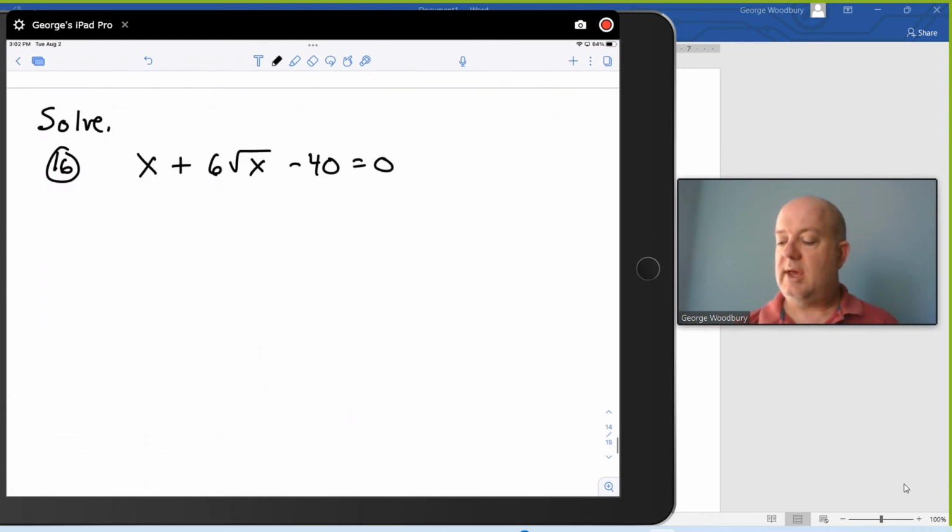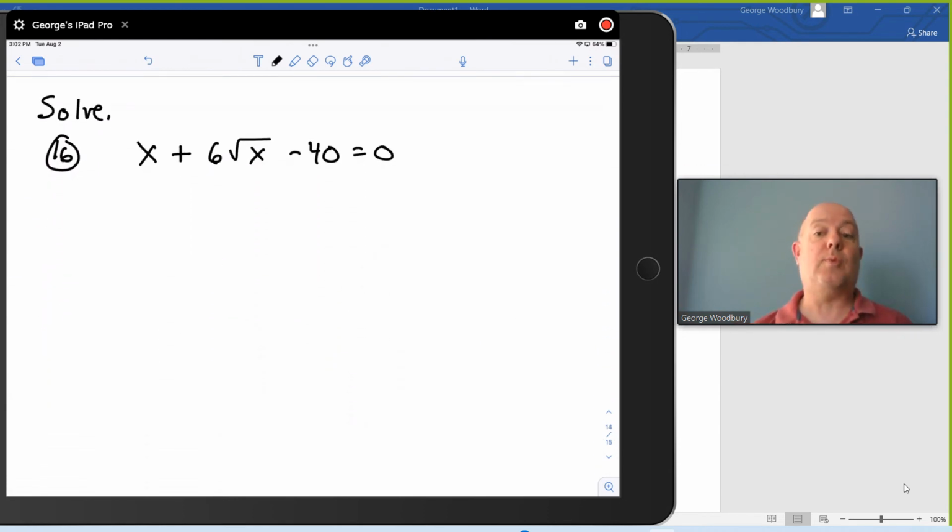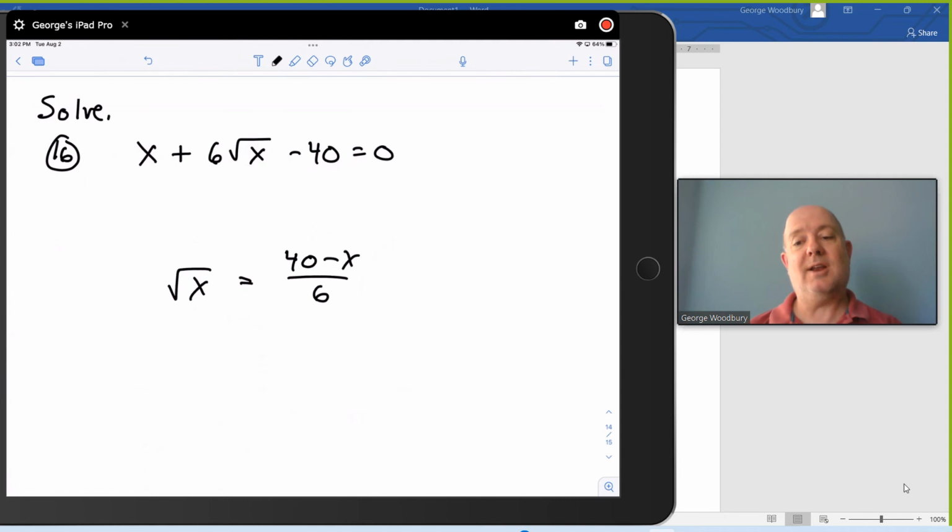One last one, and this is similar to a radical equation that we solved before, but when it's in this form where you have x, square root of x, and a constant term, it's going to be easier to solve using a u-substitution. Let me show you why really quickly. If we isolated the radical, what we would have is the square root of x equals 40 minus x over 6. And then we would have to square both sides, and that right-hand side is going to get a little funny looking to us.